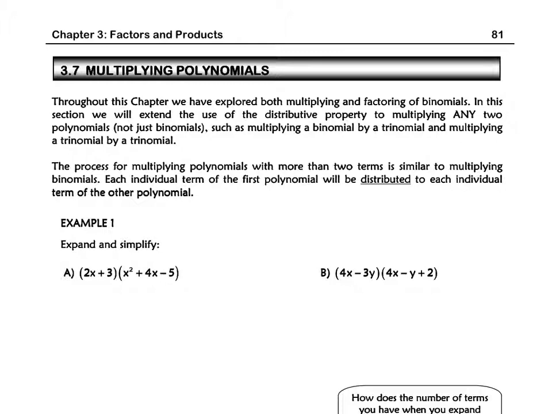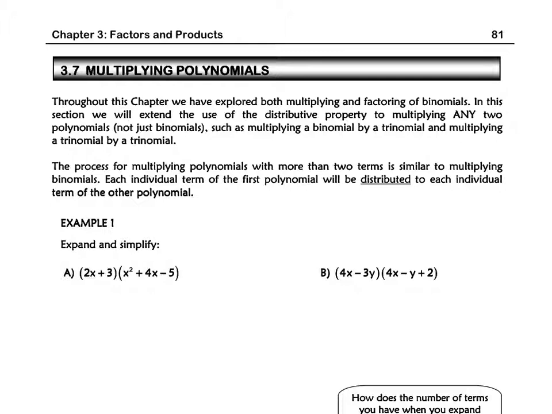Now we're going to extend those properties to multiplying binomials by trinomials, and sometimes trinomials by trinomials, but we can't call it FOIL anymore because there's more steps involved. But it is basically the distributive property, and that's what FOIL is based on.